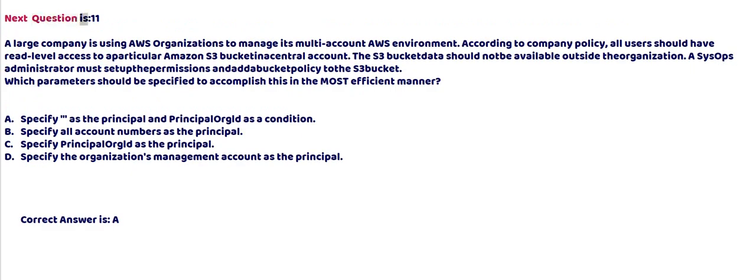Next question is 11. A large company is using AWS Organizations to manage its multi-account AWS environment. According to company policy, all users should have read-level access to a particular Amazon S3 bucket in a central account. The S3 bucket data should not be available outside the organization. A SysOps administrator must set up the permissions and data bucket policy for the S3 bucket. Which parameters should be specified to accomplish this in the most efficient manner?